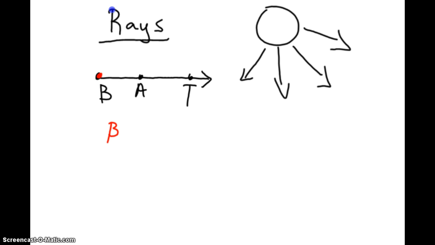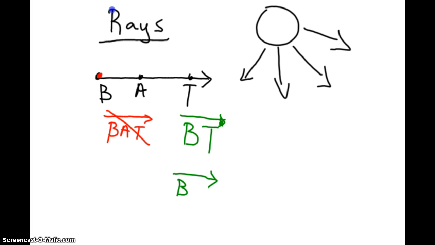And how can we name or label this ray? If someone said BAT with a little ray on top of it, unfortunately, that is not correct. As mathematicians, we write with two points, and then we place the small ray above it. So this is actually labeled ray BT. Is there another name for this ray? There actually is. There's one more other name. If you guessed and said ray BA, you are correct.